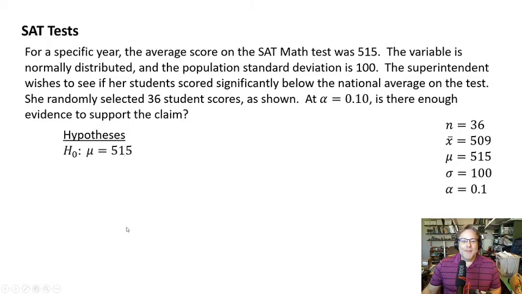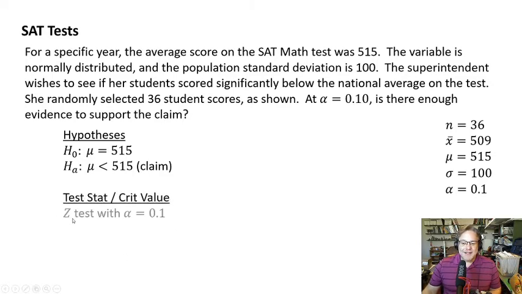Here are our hypotheses. First of all, that the average student score among all these students is 515, no different than the national average. That's not what this superintendent suspects is going on. She suspects that it was actually somewhat less than 515, so that's what's being investigated here. The test statistic for this is the z-test with this level of significance, alpha equals 0.1.